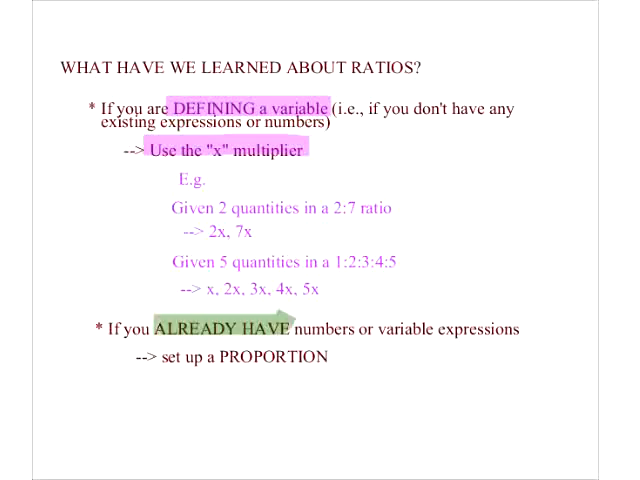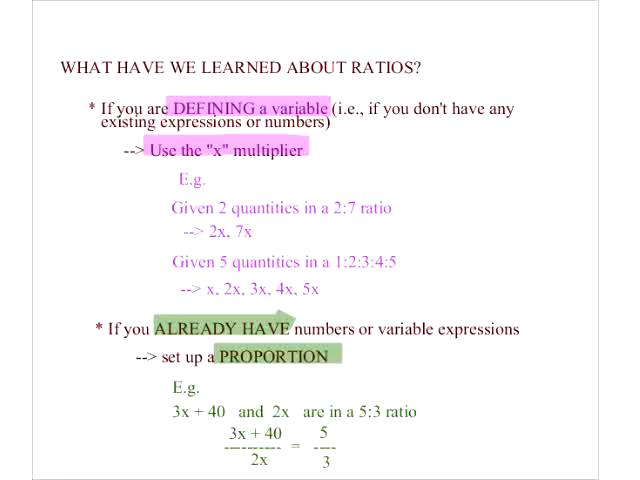So if you already have stuff, use a proportion. For instance, from the last problem, if you have 3x plus 40 and 2x in a 5 to 3 ratio, because you already have those existing expressions, you don't want to redefine more variables. Instead, you just take those expressions, which you already have, and throw them into a proportion.